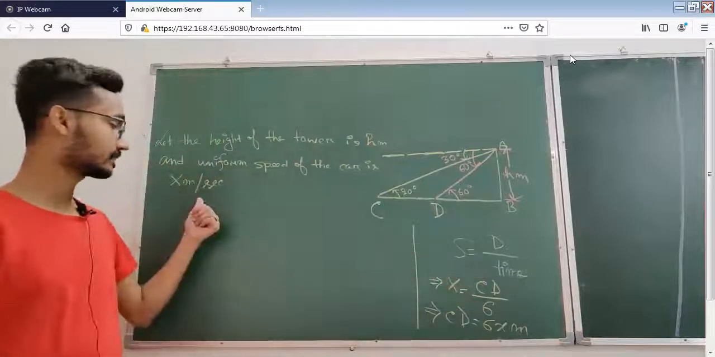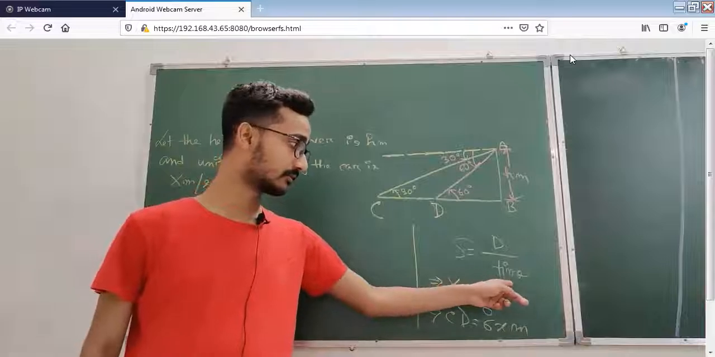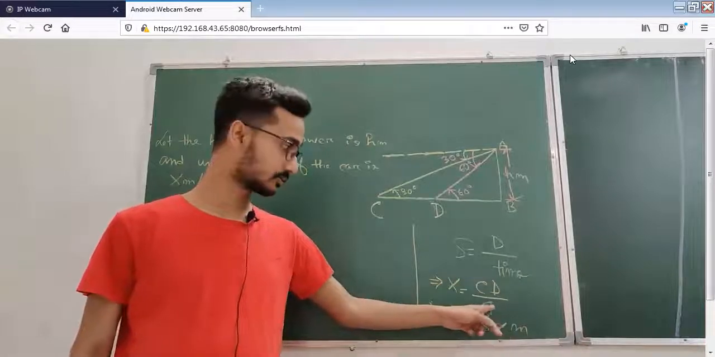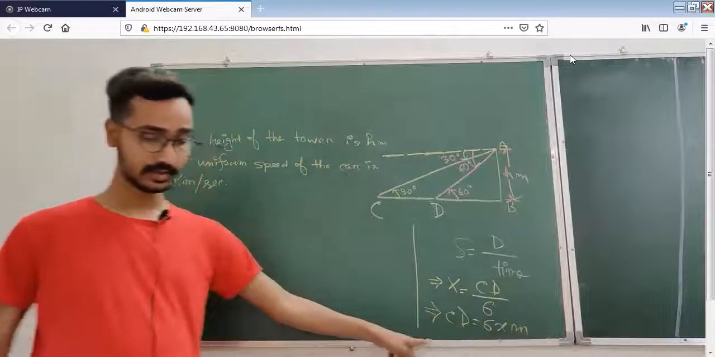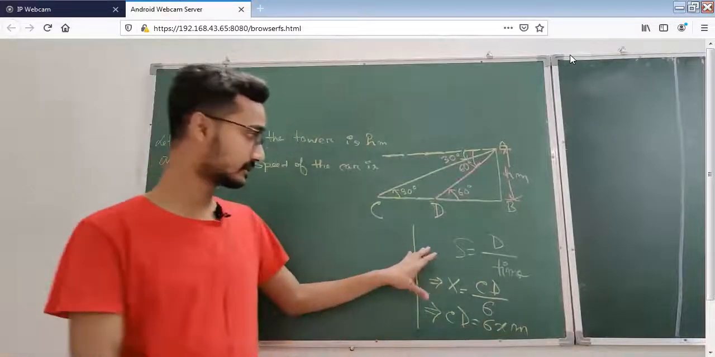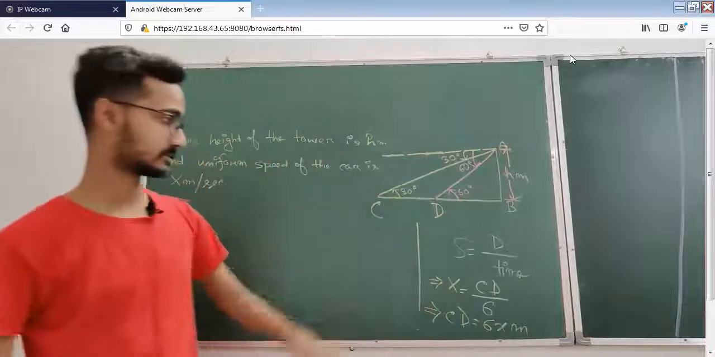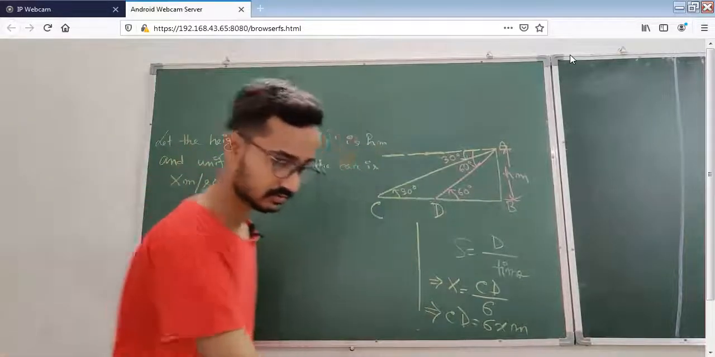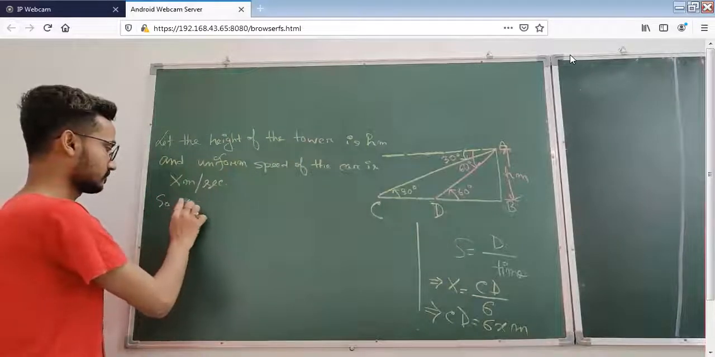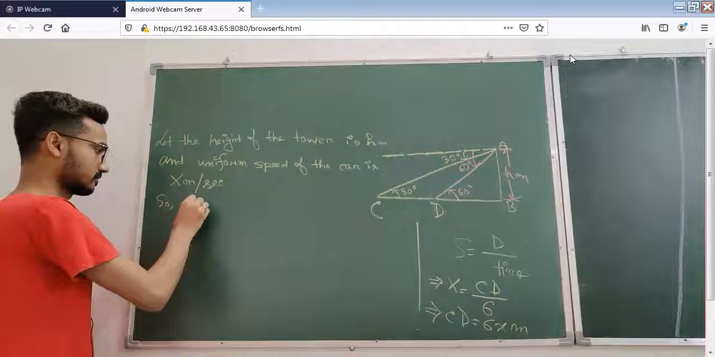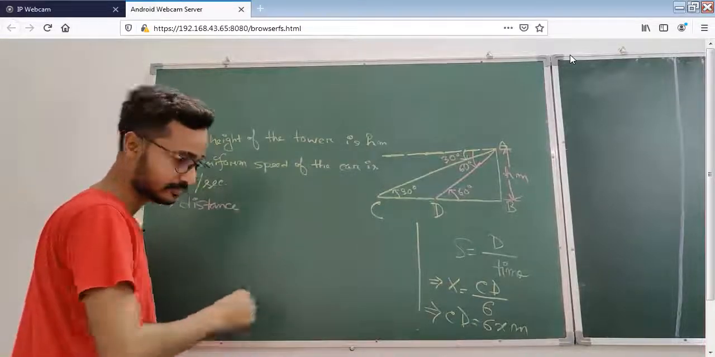Up to this clear: speed equals distance by time. We have taken the speed x meters per second, and we know the time is 6 seconds. So if you cross multiply, CD will be 6x meters. Up to this clear? You can write down these things separately, like this. So write down, distance traveled.